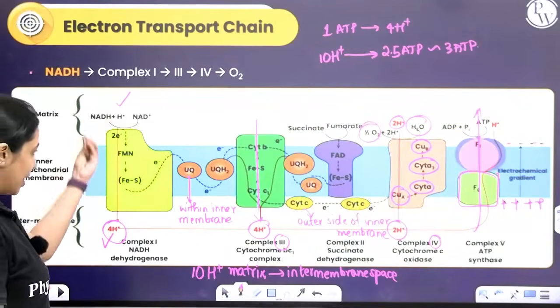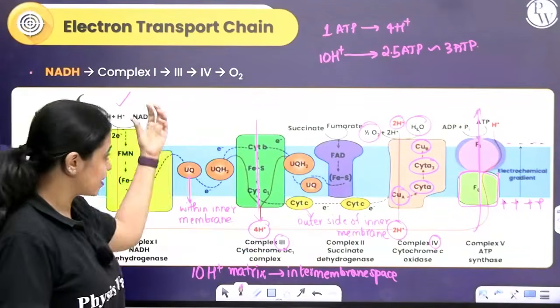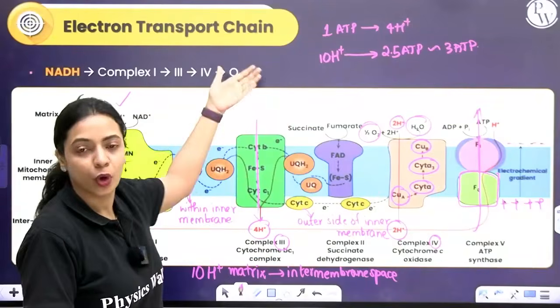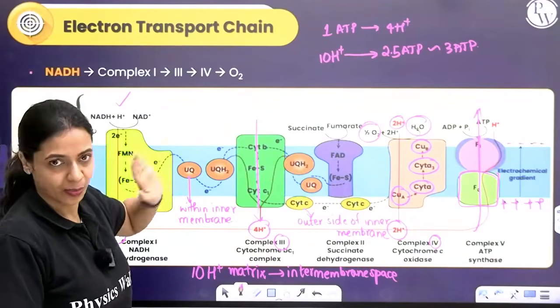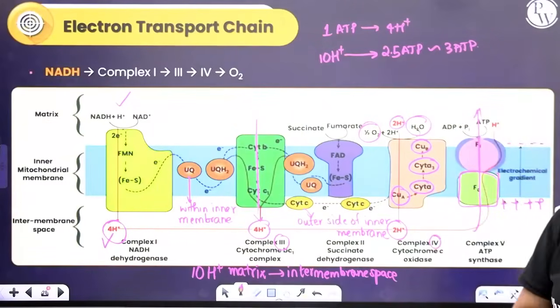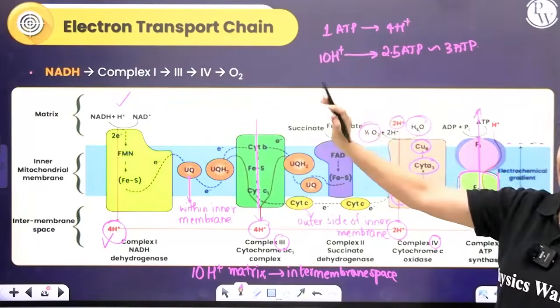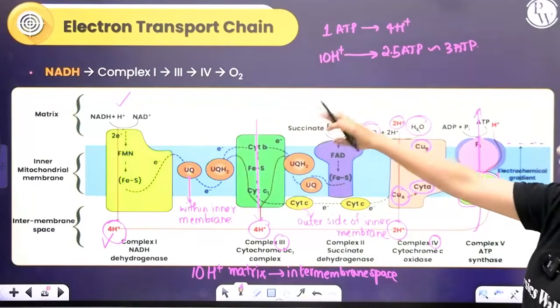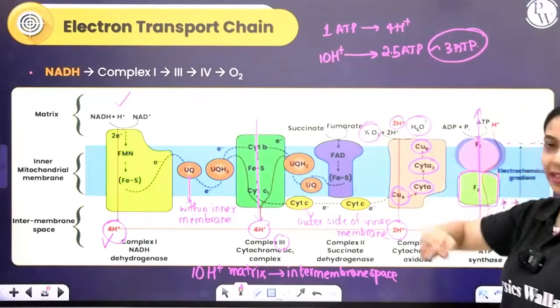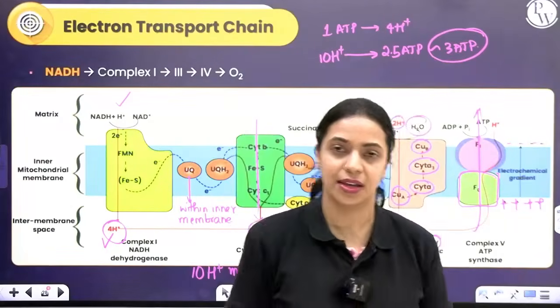So NADH gave the electrons, because the electrons were transported, protons were pumped from the matrix side to the intermembrane space. As the protons tried to escape, ATP was synthesized, right? So the electrons ultimately came from NADH. Therefore, we can say that one NADH will give approximately 3 ATP. You have different books giving you different numbers, but this is according to the latest NCERT update.